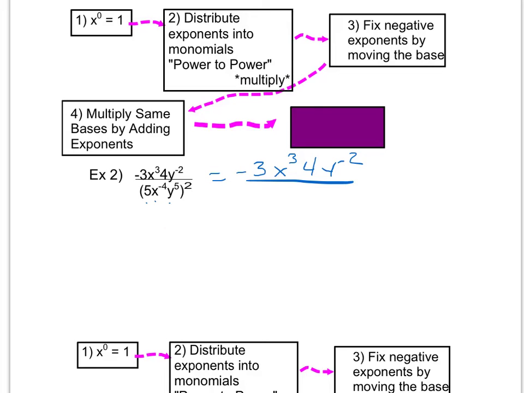When I do, it becomes 5 squared. Negative 4 squared is going to be x to the negative 8, because with power to power I multiply. And y to the 10th.